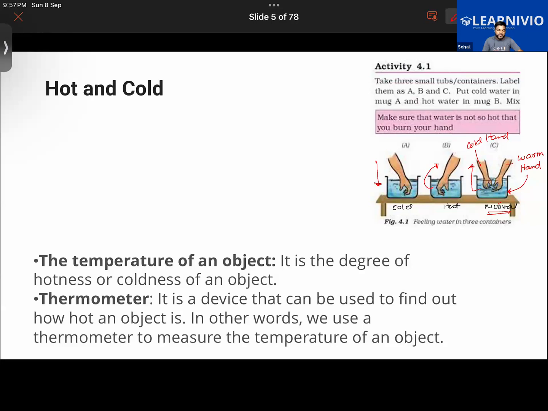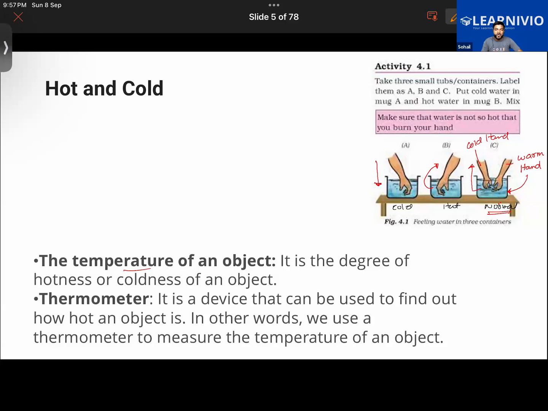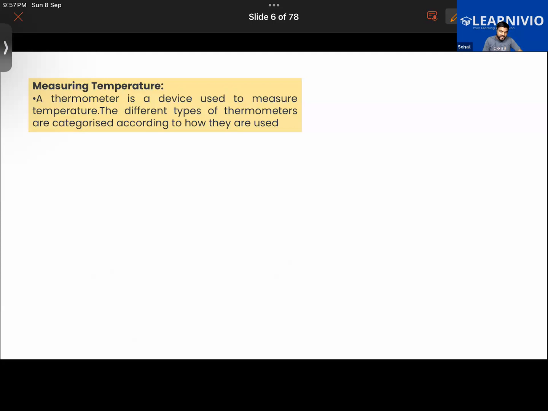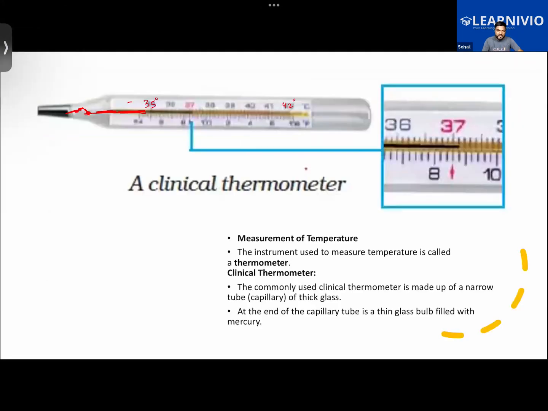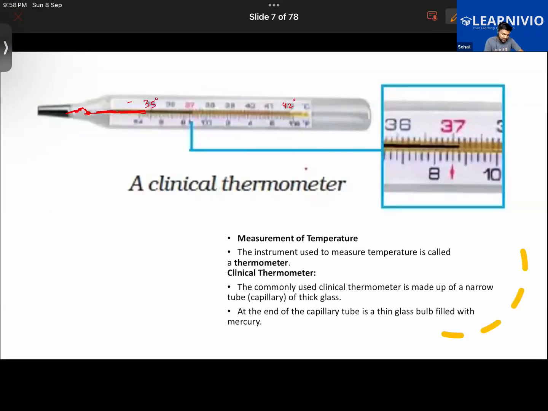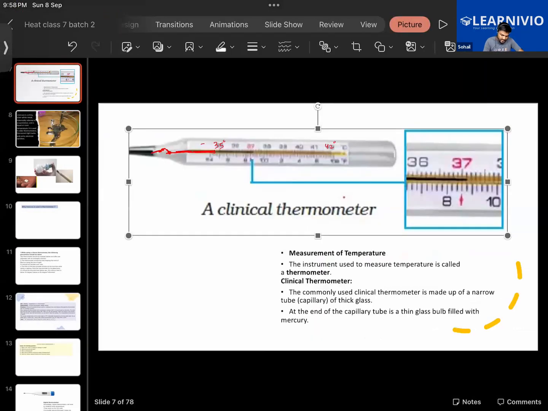Also, we need to know what temperature is. Temperature is the degree of hotness or coldness of an object. Talking about the thermometer, it's a device used to find out the specific temperature of a given object. There are different types of thermometers, based on our use. If you are going to use it for clinical purposes, or to take the temperature of the body, we are going to use this clinical thermometer.